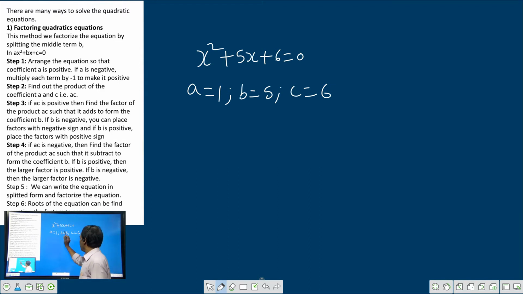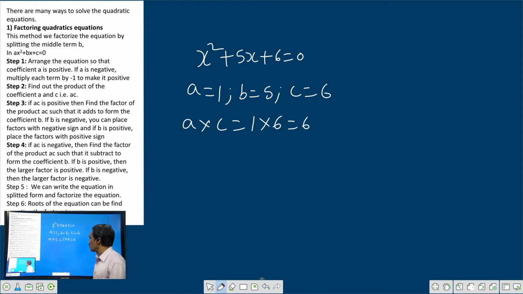So, multiply A with C. The product A into C is equal to 1 into 6, that is equal to 6. Am I right? 1 into 6. So I have to take two factors for 6 in such a way that either I add or subtract, I should get the coefficient of x, that is 5.